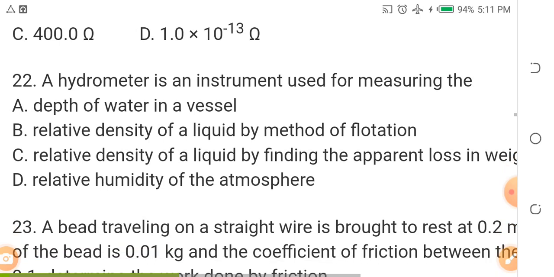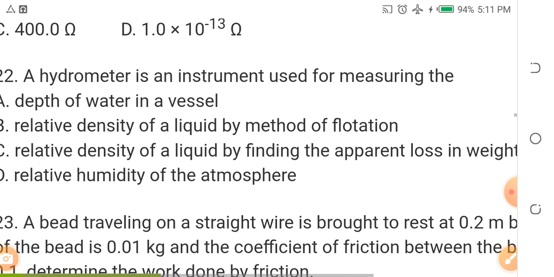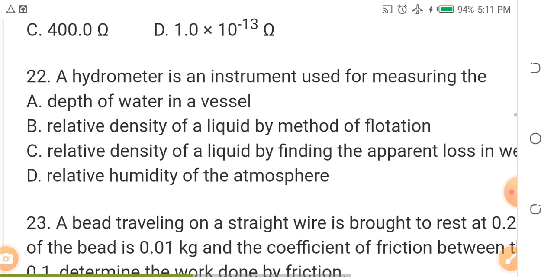Question 22. A hydrometer is an instrument used for measuring the dash. A. Depth of water in a vessel. B. Relative density of a liquid by a method of flotation. C. Relative density of a liquid by finding the apparent loss in weight. D. Relative humidity of the atmosphere.